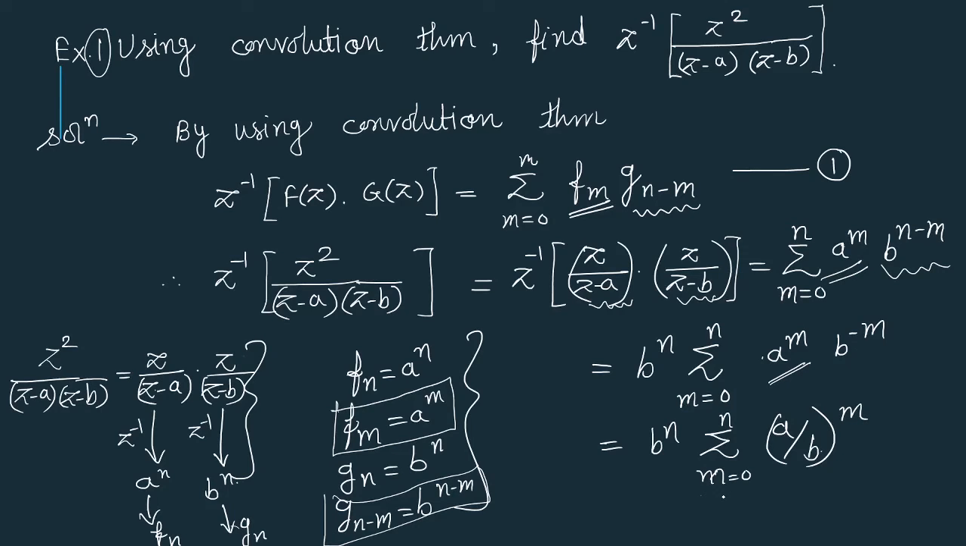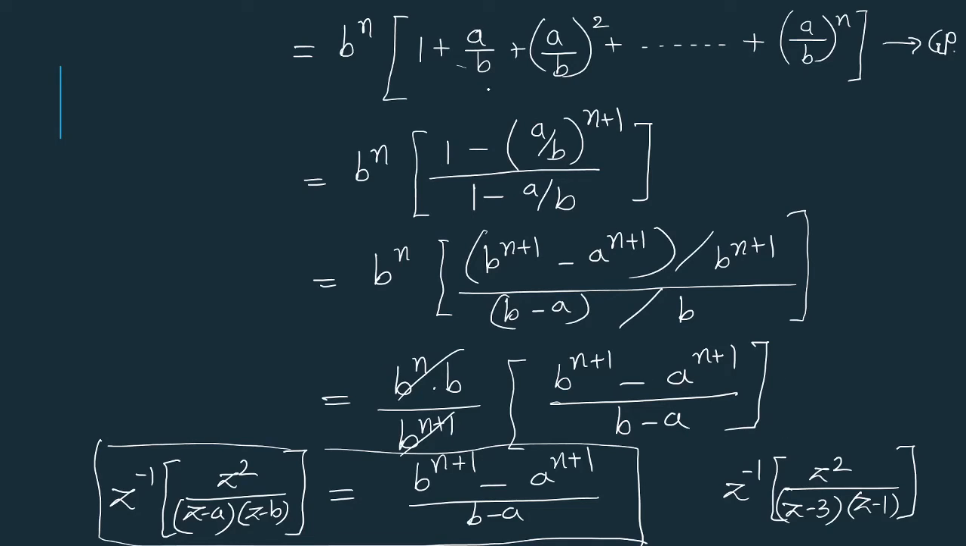Remaining term summation as it is. Now we simplify this by substituting m equal to 0 to n. If we substitute 0 value, then we get 1. A by b to the power 1, m equal to 1, then m equal to 2. In this way, here m equal to n terms.